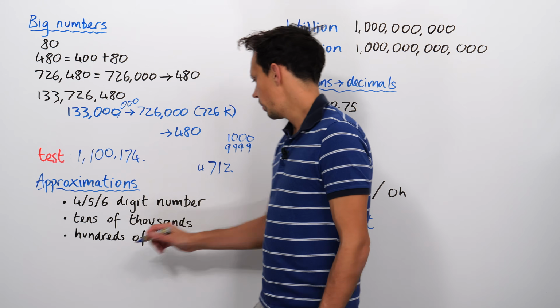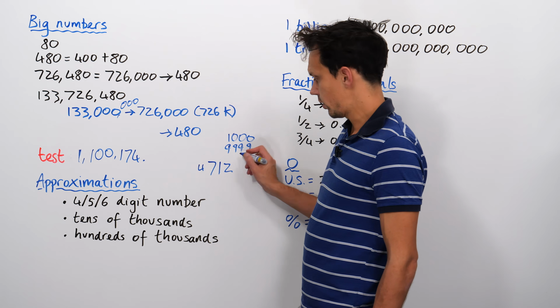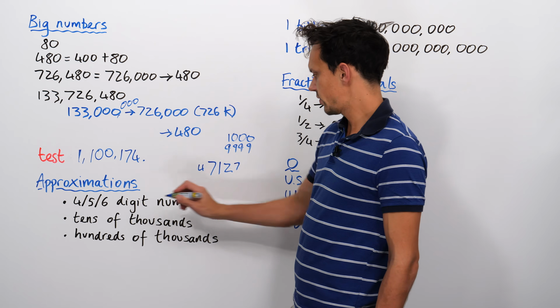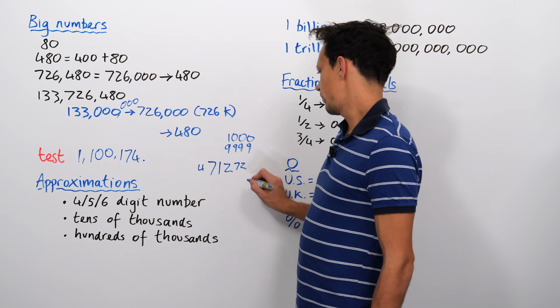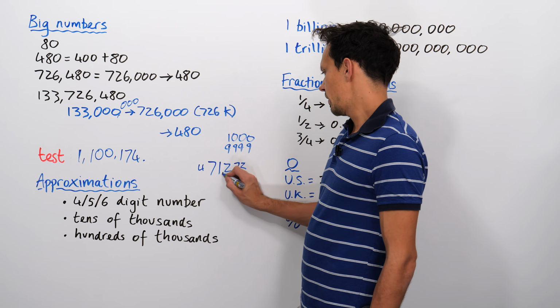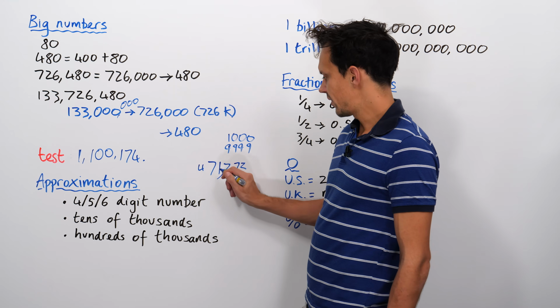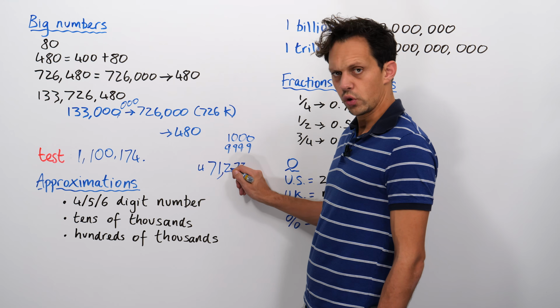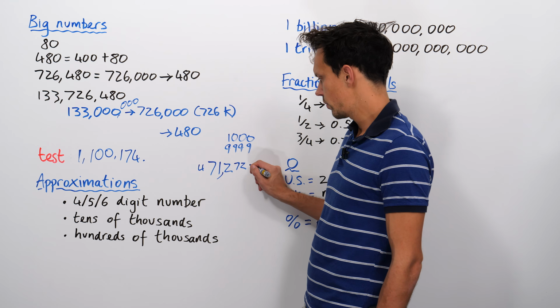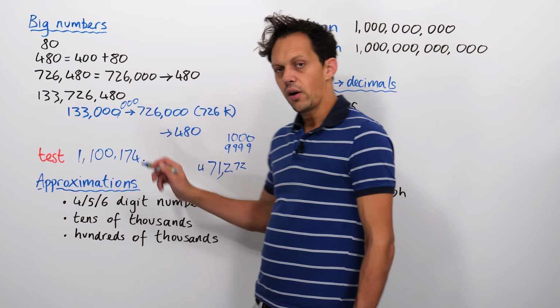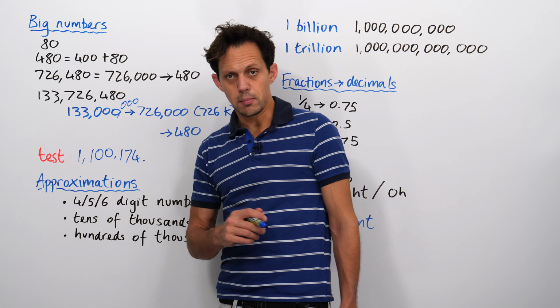A 5-digit number, we're just putting another figure on here. A 6-digit number, we're putting another figure on there. So here you've got 471,272. Okay? A 7-figure number is 1,000,000 or more.